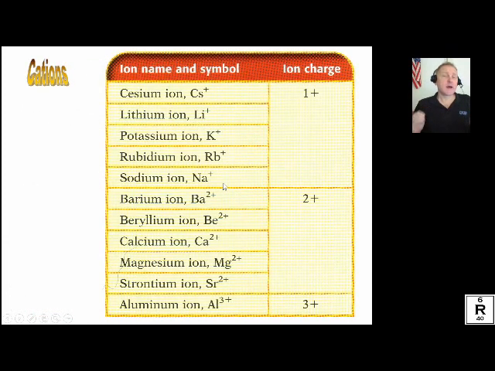When ions become positive, they are called cations. Remember, they're ions, so let's just keep that ion part there, and we're just going to add cat in front of it. Cations that have a positive charge include cesium, lithium, potassium, rubidium, sodium. Some positive 2 cations are barium, beryllium, calcium, magnesium, strontium, and aluminum would be a 3 positive charge.